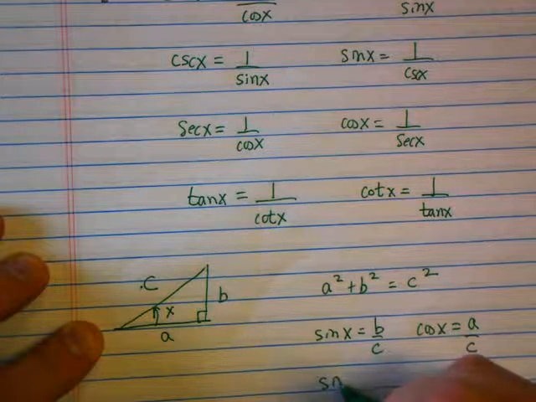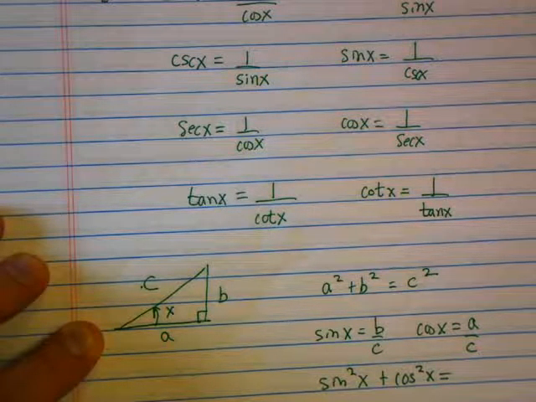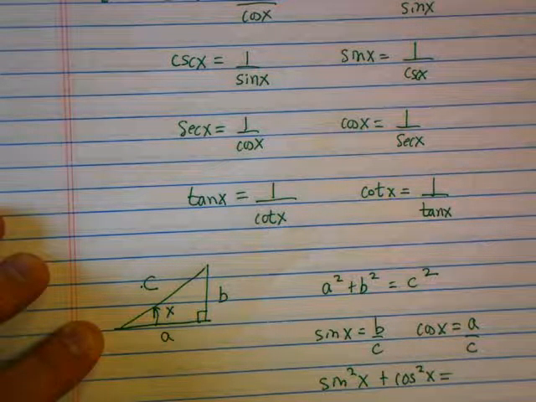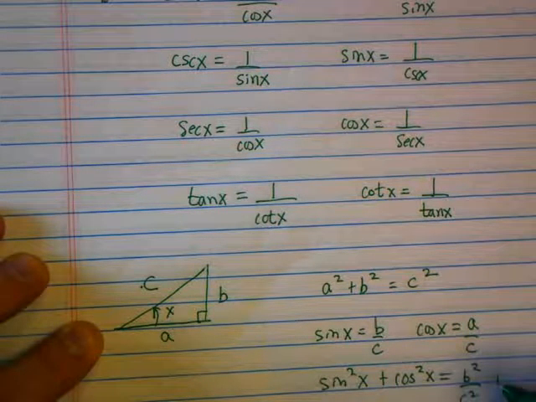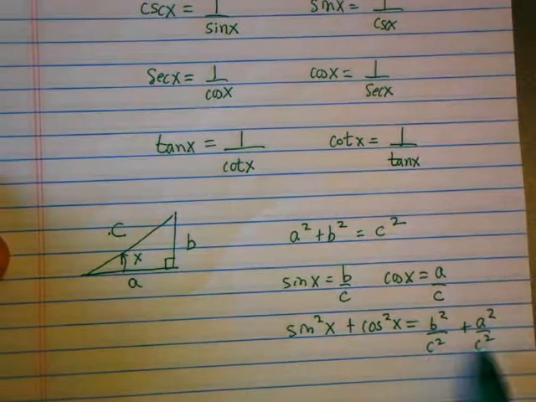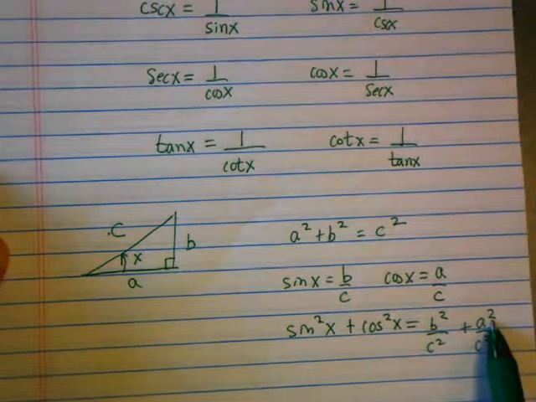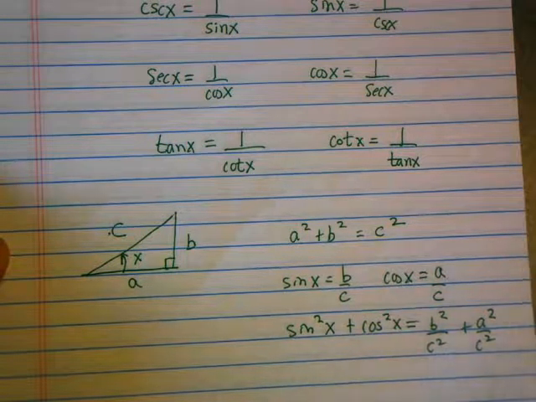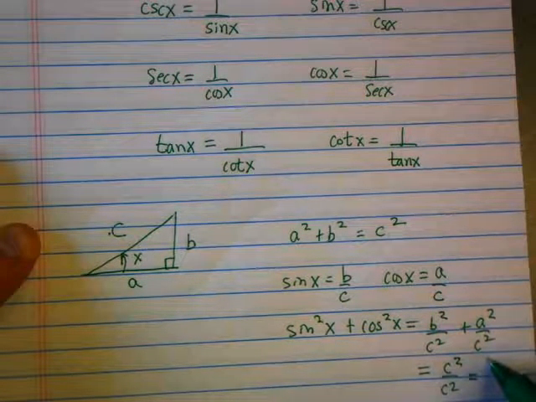So sine squared x plus cosine squared x, not tangent squared, turns out to be 1 because this would be b squared over c squared plus a squared over c squared. I have common denominators, so I can go ahead and add these together. What's b squared plus a squared? b squared plus a squared is c squared. That's the Pythagorean theorem. So this is c squared over c squared, which is a fancy way of saying 1.